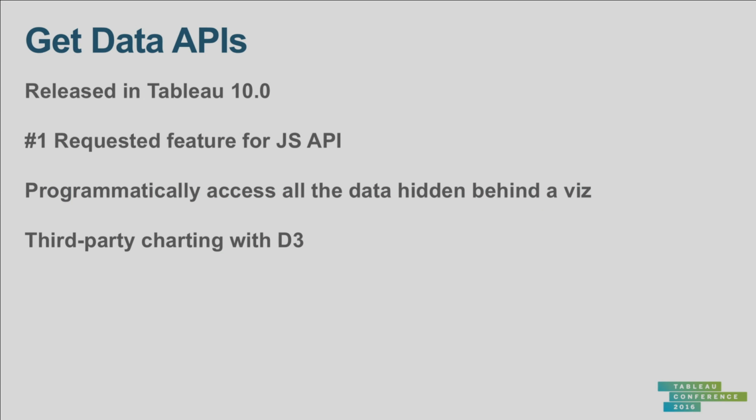So some background information. The getData APIs were released with Tableau 10.0, and it's been the number one requested feature for the JavaScript API for a long while. And there are really good reasons for it, because with the getData APIs, you can programmatically access all the data that's hidden behind a viz. And in this section, I will show you guys an example with a customized viz using D3 later.